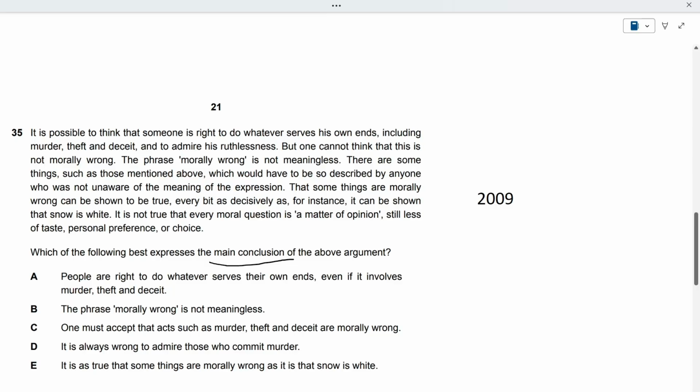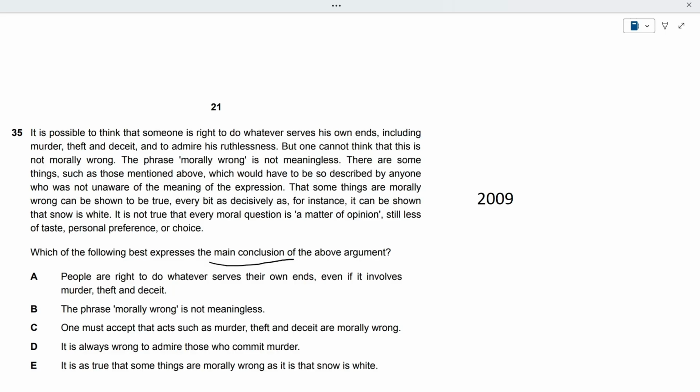The options are: A, people are right to do whatever serves their own ends, even if it involves murder, theft, and deceit. B, the phrase morally wrong is not meaningless. C, one must accept that acts such as murder, theft, and deceit are morally wrong. D, it's always wrong to admire those who commit murder. E, it is as true that some things are morally wrong as it is that snow is white.